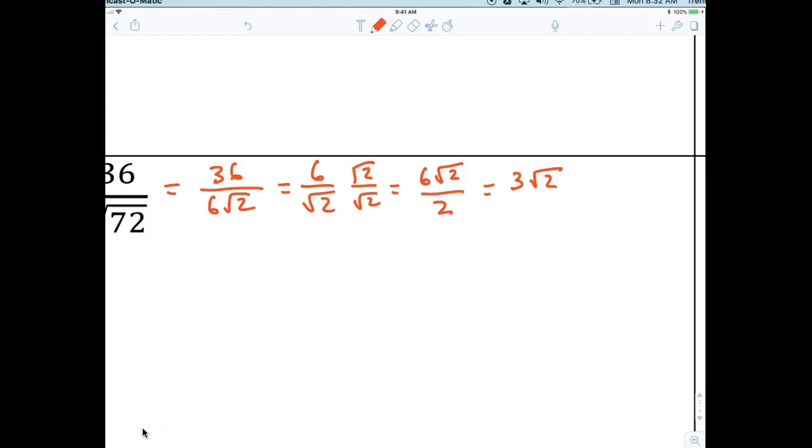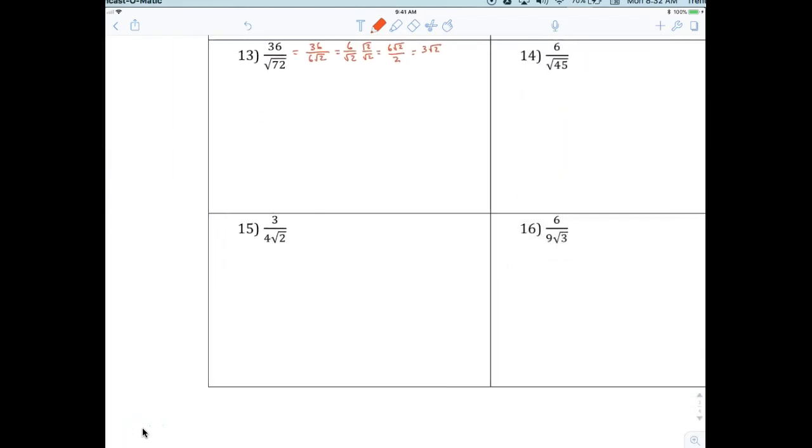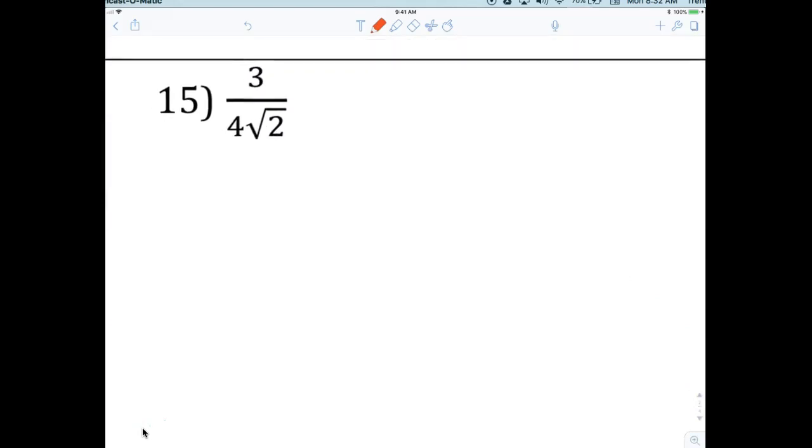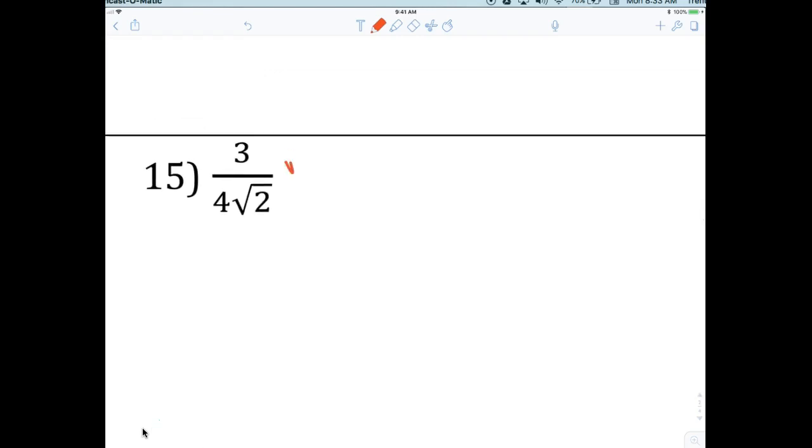Okay. So 15. Now, can I reduce the 3 and the 4? No. So what do I multiply the top and bottom by? Radical 2. Just radical 2. All right, just multiply the top and bottom by radical 2. So I end up with, beautiful, 3 radical 2 over 8. Good job.